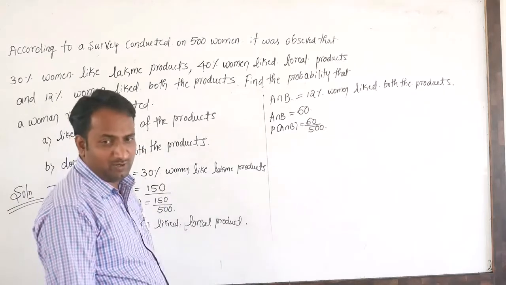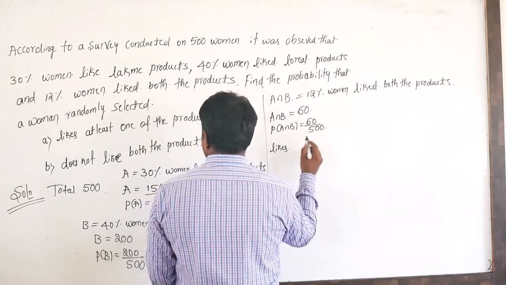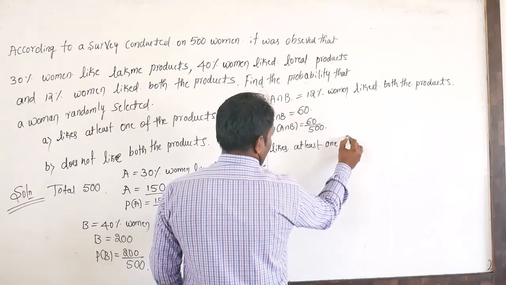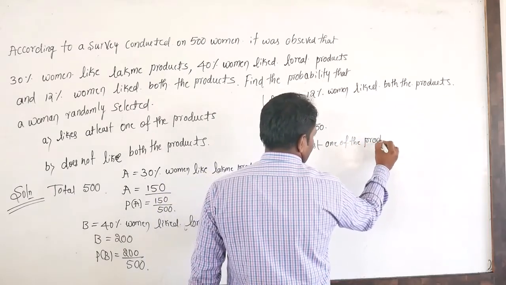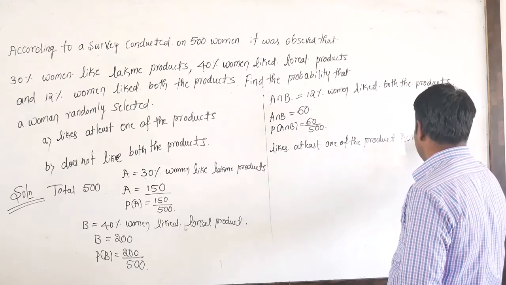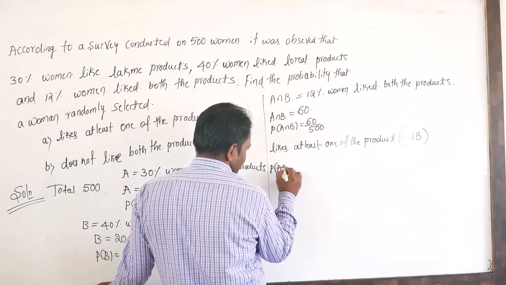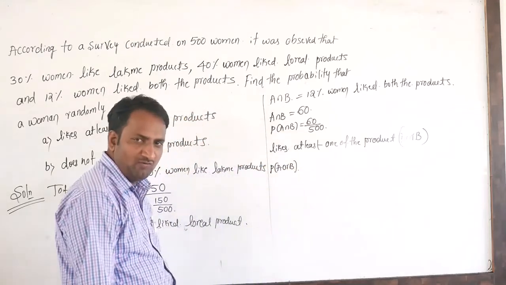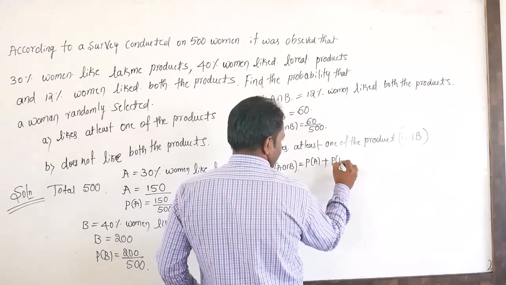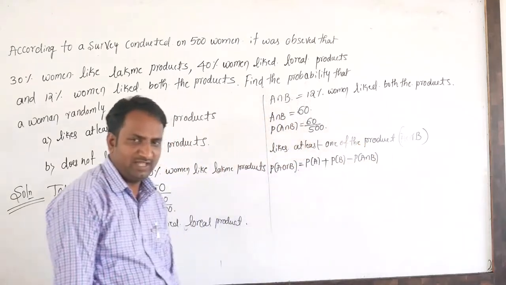Likes at least one of the products. Liking at least one of the products means A or B. Here the probability of A or B is equal to the probability of A plus the probability of B minus the probability of A intersection B.